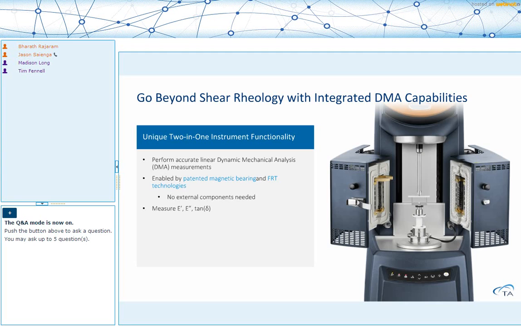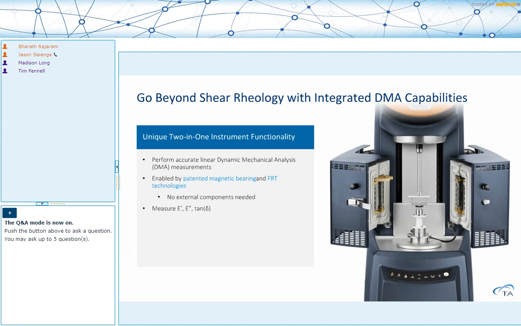technology that delivers the most accurate normal force measurements on rotational rheometers. And because this is integrated into the rheometer, it does not require the installation of external components. You can switch between shear measurements and DMA measurements in the order of minutes, rather than the longer time it takes when you have to disassemble and reinstall components on other instruments.